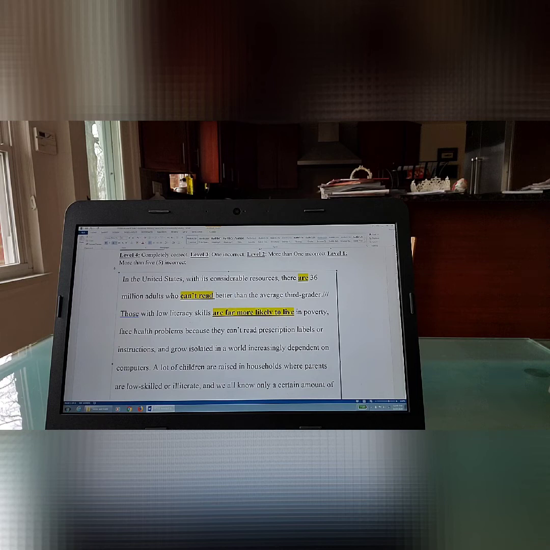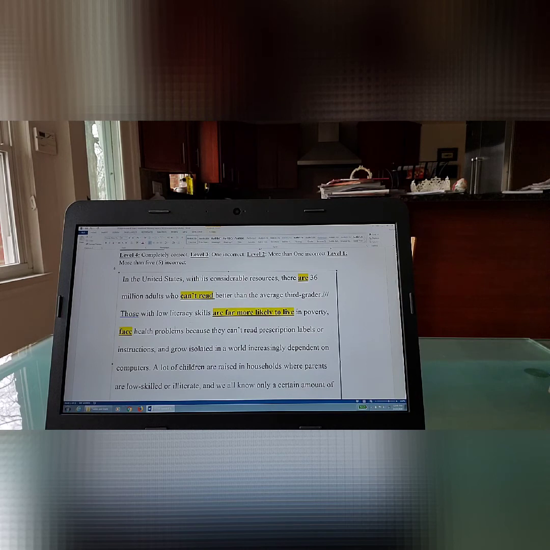so looking at the living situations of people. So those are far more likely to live. And how are they going to live? In poverty. Okay. So then the next situation is face health problems. So face here is a verb phrase as well. So we're going to highlight that and put that in yellow. Okay, so when you're facing something, like you're dealing with it.